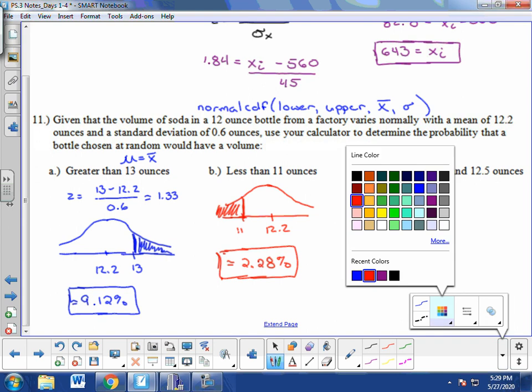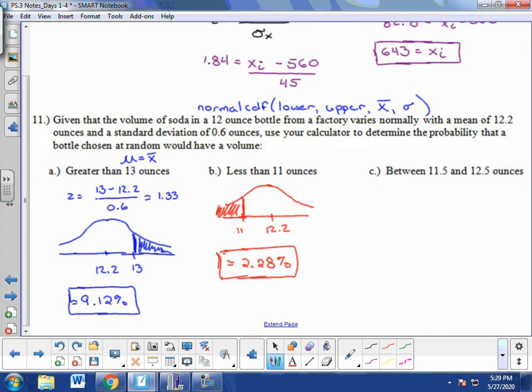See if you can pause the video at this point and do C. Find out the percentage of soda bottles that are going to have between 11.5 and 12.5 ounces.